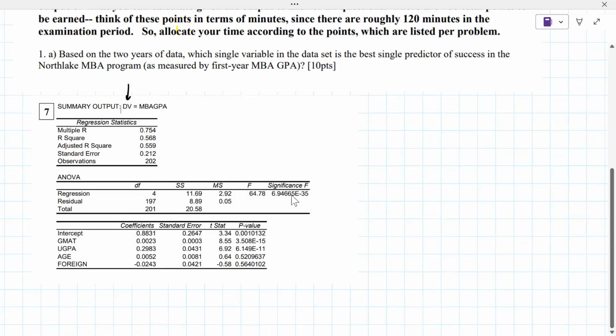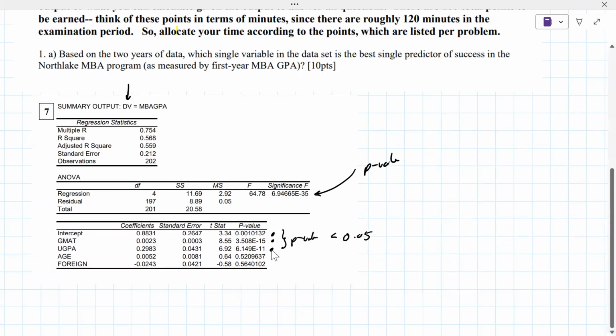Well, the model is significant here, because this F is so low, this is the p-value. We know that the model is significant. And we know that the coefficients that are significant in the model are the GMAT score, the UGPA, and, sorry, we're looking at the wrong ones. We're looking at the p-values here. This p-value, this p-value, this p-value. So these first three are all significant because again, the p-value is less than 0.05.